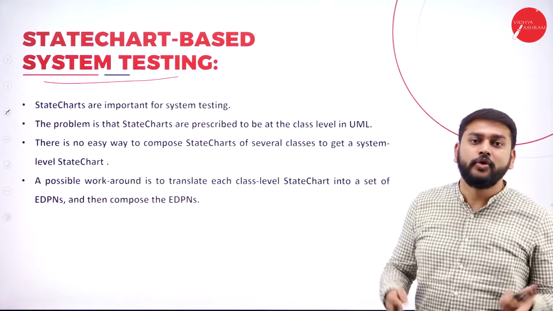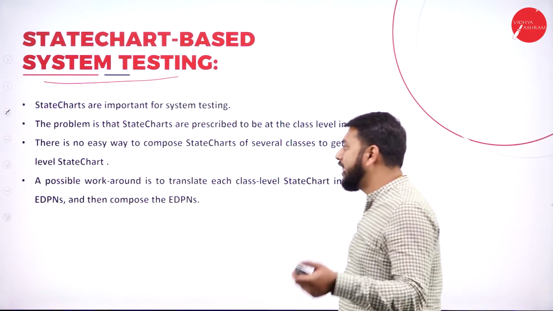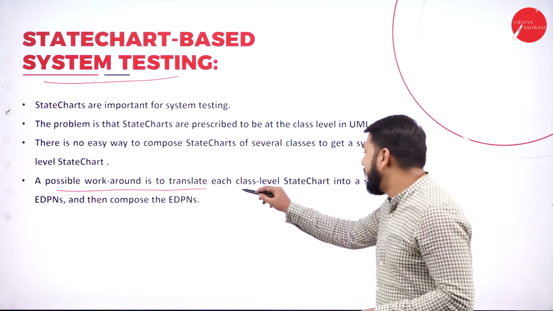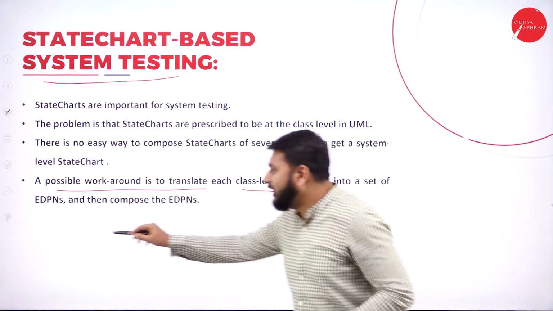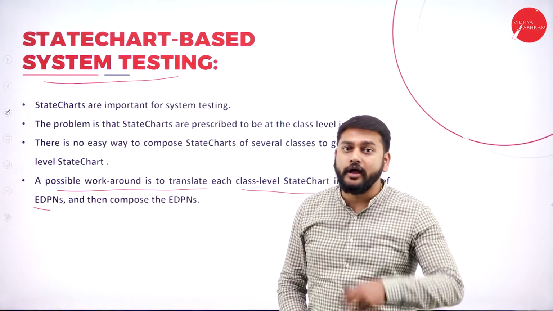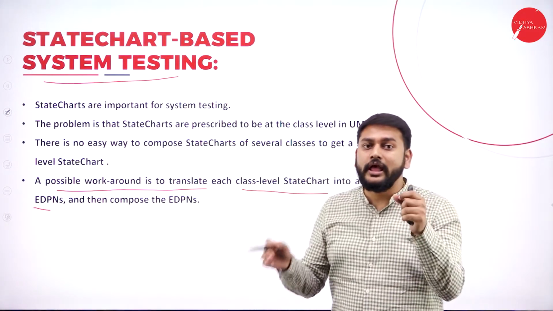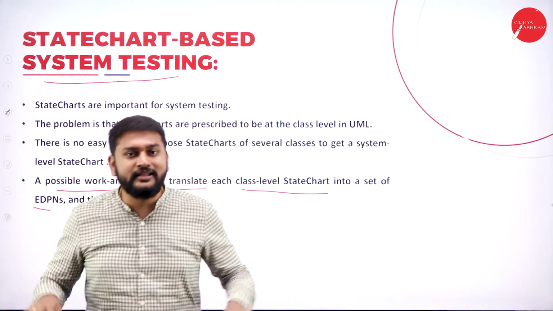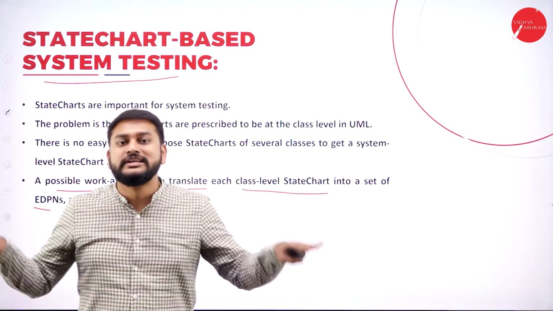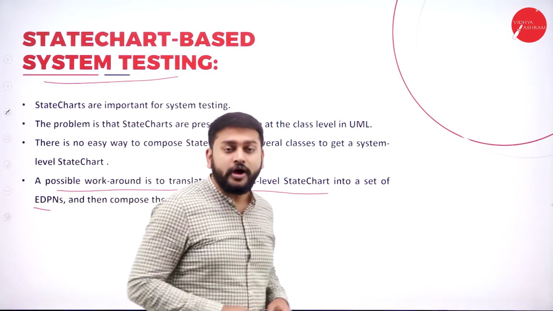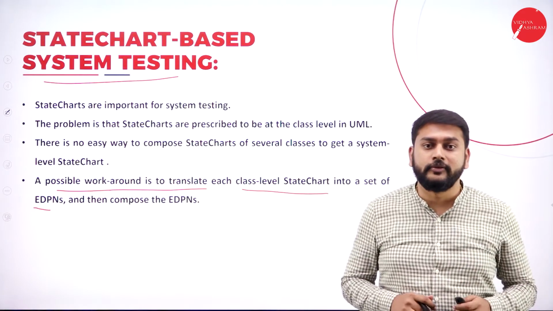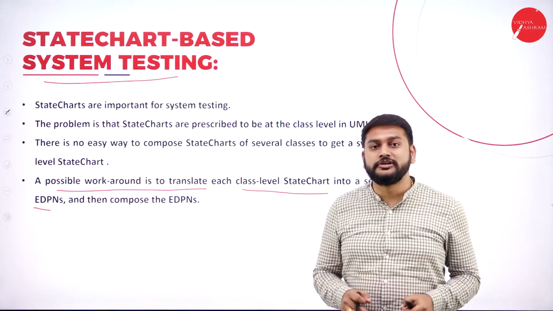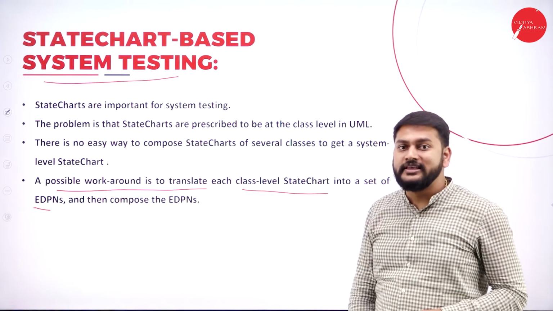So by performing what? Listen to me carefully. So guys, the possible workaround is to translate each class level state chart into a set of EDPNs. That is what you need to remember. With the help of EDPNs, compose all the EDPNs to bring that class level state chart to the system level. That is what you need to observe here in the fourth level. That's one of the important things that you need to remember with respect to state chart based system testing.